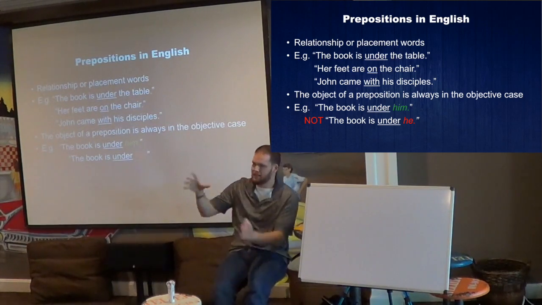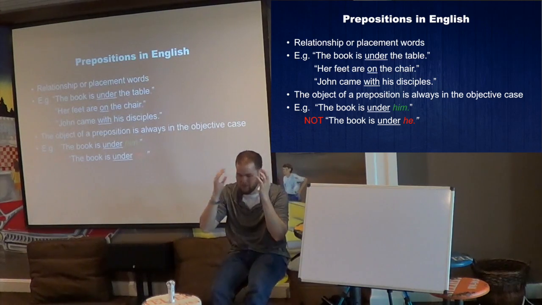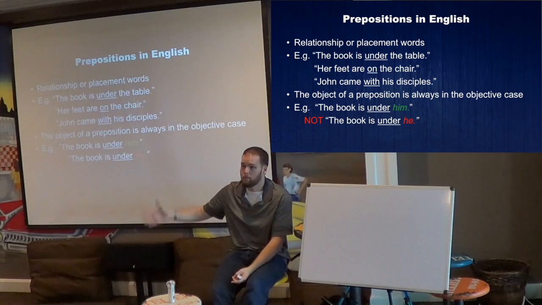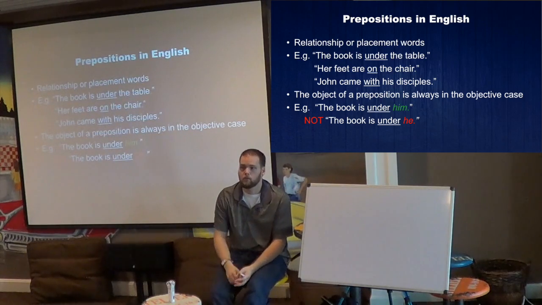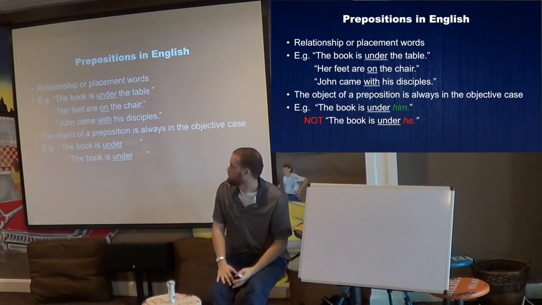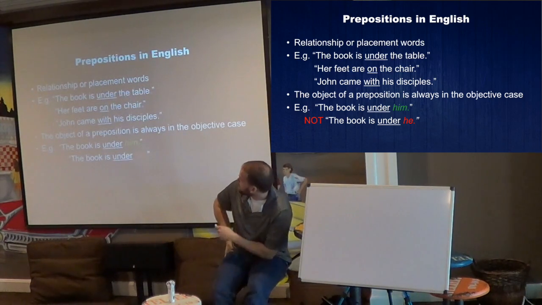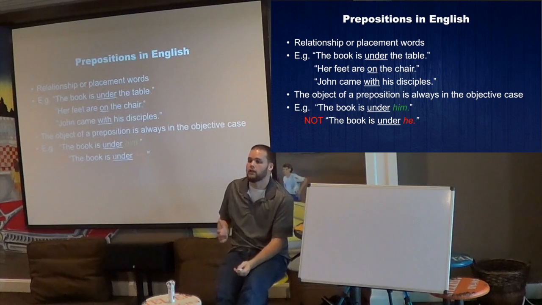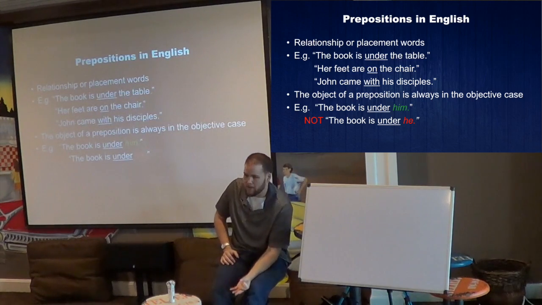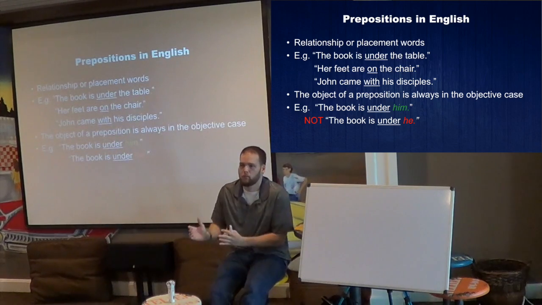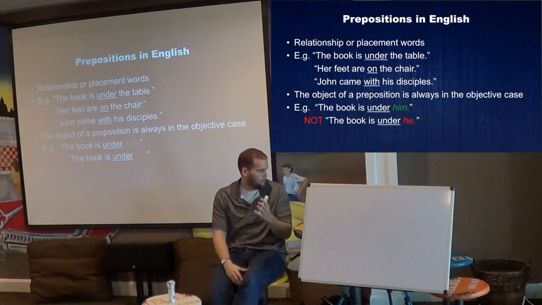Prepositions are the placement relationship words. I think of them as the place words. In, with, on, under, by, next to. They tell you where something is in relation to something else. That's what a preposition is. That's how it functions. Examples. The book is under the table. The preposition is under. Her feet are on the chair. On is the preposition. John came with his disciples. With is the preposition. They're the relationship words or the placement words.